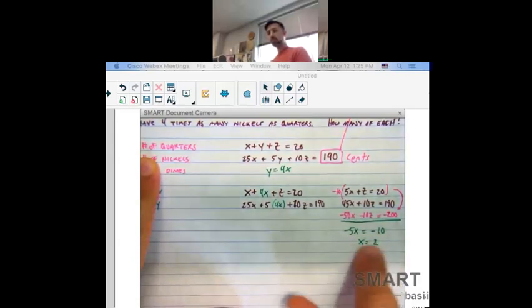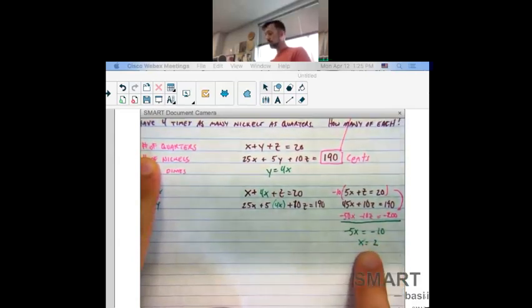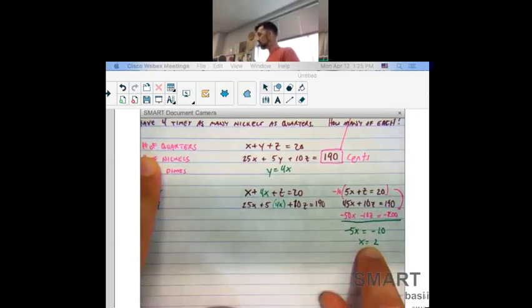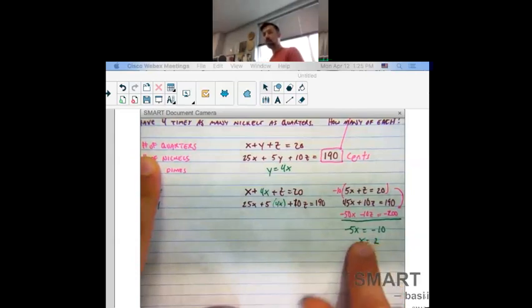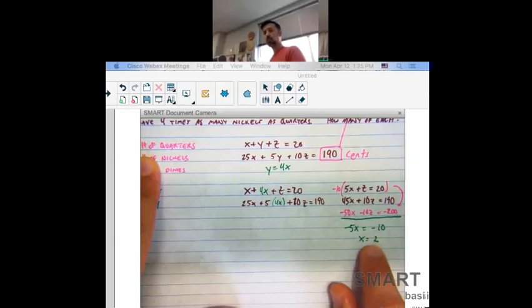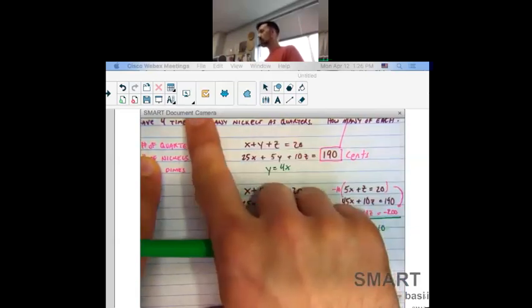If you ever get a decimal or a negative or even 0 here, something went wrong. I can't have 0 quarters. I can't have decimal quarters. I can't have negative quarters. And you're only allowed to get natural numbers on these problems. You get a decimal, you get a negative, you get 0, something went wrong. Gotta figure it out.